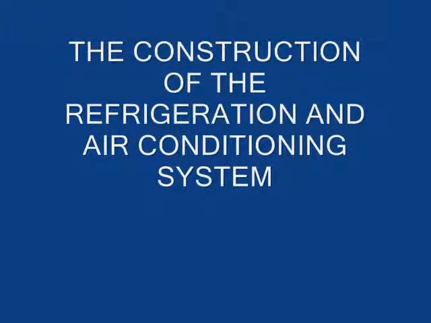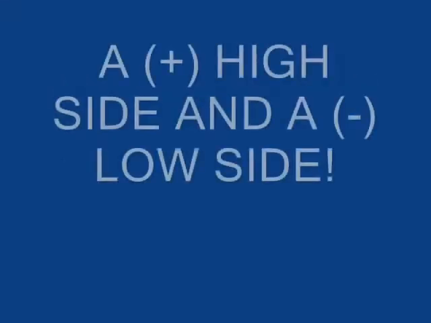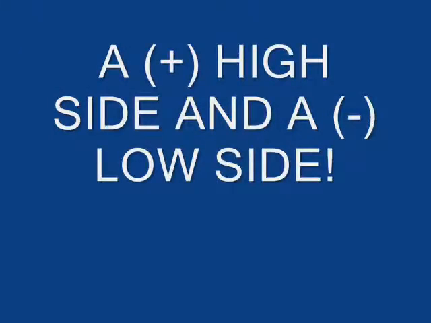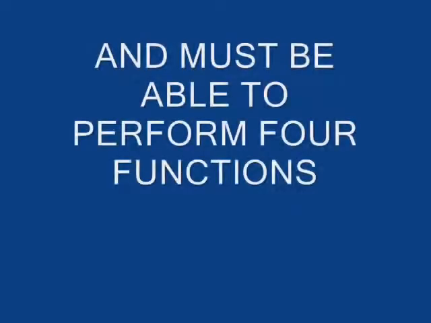The construction of the refrigeration and air conditioning system. A refrigeration cycle has to have two sides: a high side and a low side. And must be able to perform four functions.